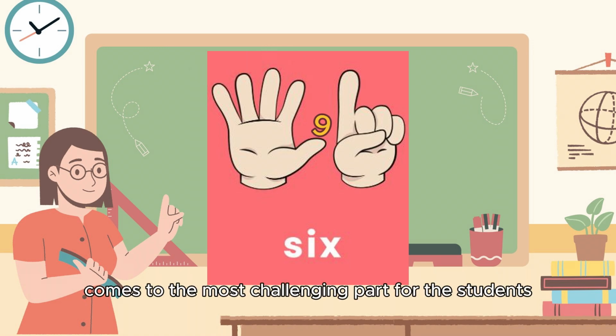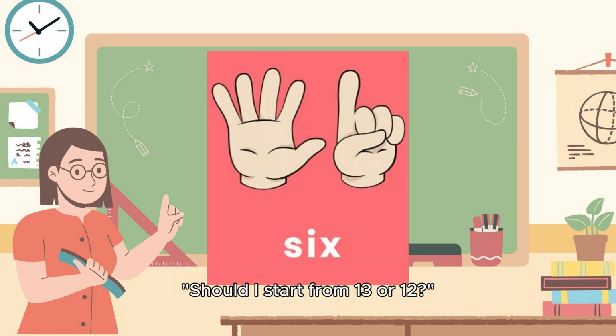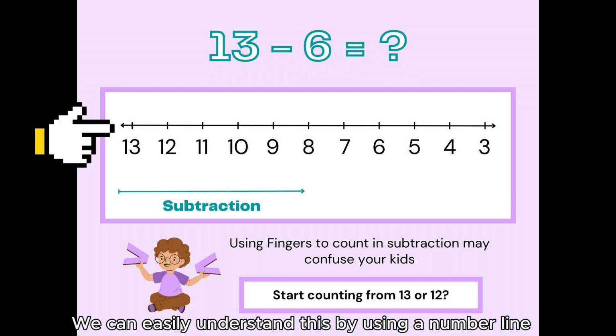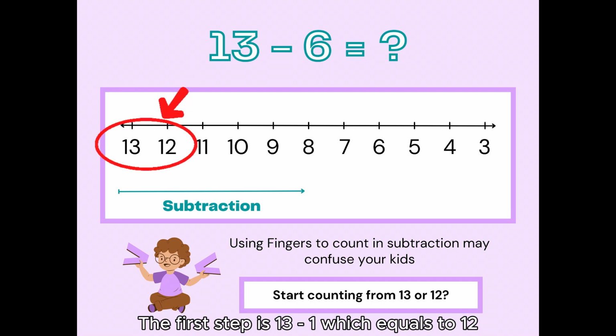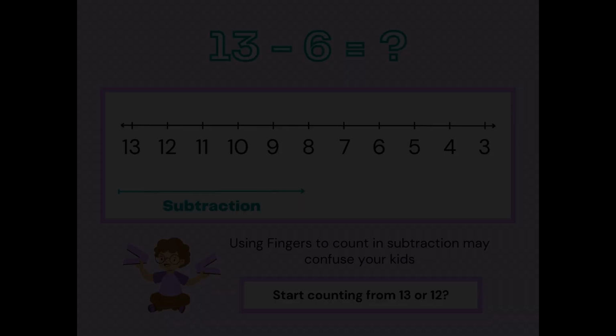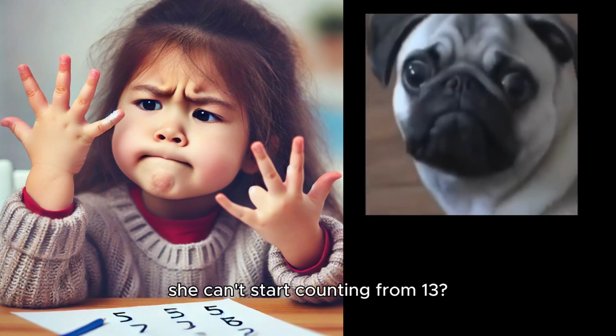Next comes the most challenging part for the students. Should I start from 13 or 12? We can easily understand this by using a number line. We can break down 13 minus 6 into 6 steps of minus 1. The first step is 13 minus 1, which equals 12, and that should be the first number to count. However, a 5 or 6-year-old student doesn't understand why she can't start counting from 13.